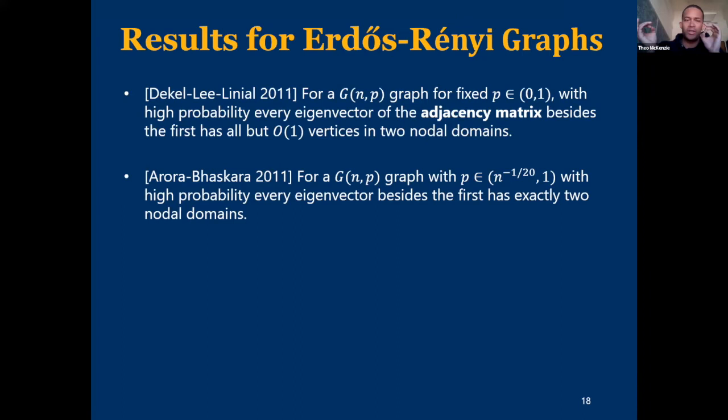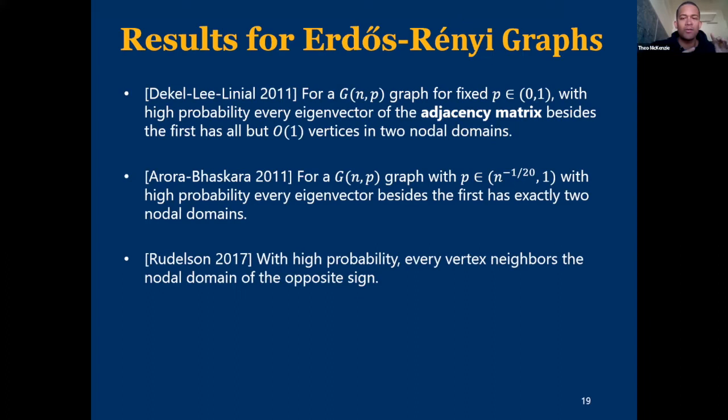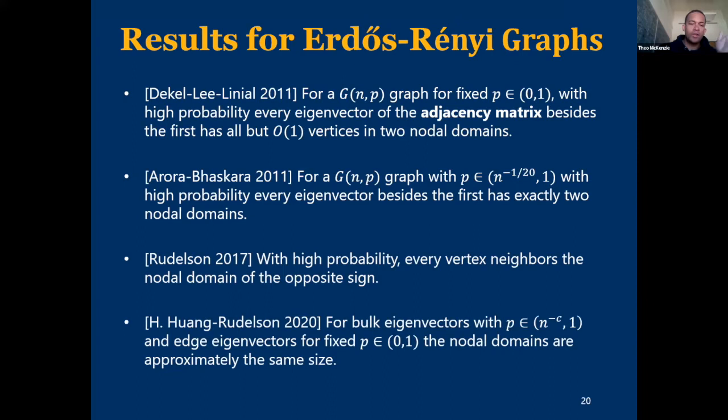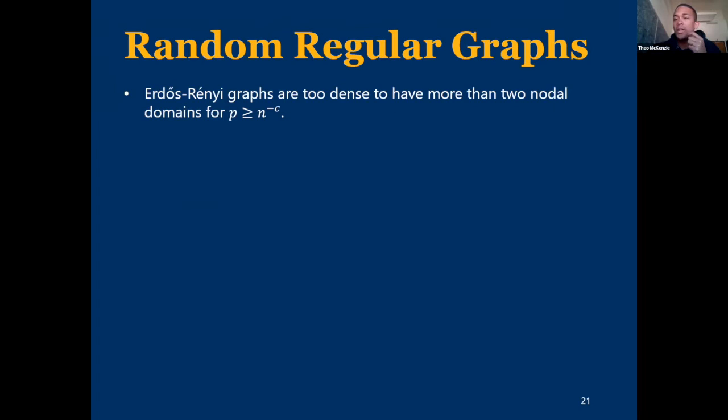Mark Rudelson showed that with high probability, every vertex neighbors the nodal domain of the opposite sign. And then more recently, Han Huang and Mark Rudelson gave two regimes, but the idea is that these two nodal domains are approximately the same size for almost all eigenvectors. So we have a very good idea of what our nodal domains look like based on these results for this randomly generated graph: we have exactly two nodal domains, they're almost exactly the same size, and each vertex neighbors the opposing nodal domain. Okay, so what does this mean?